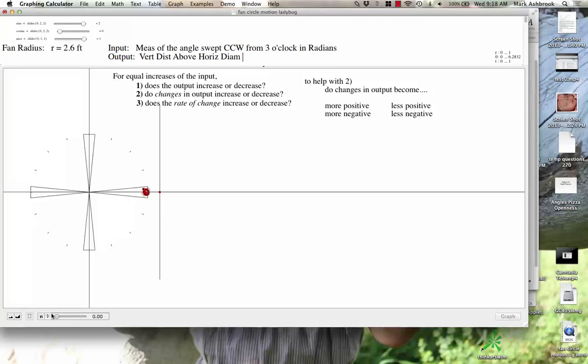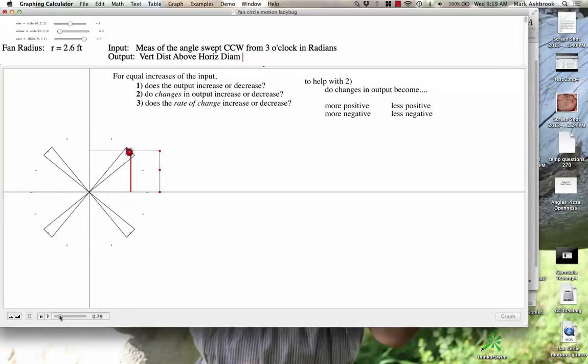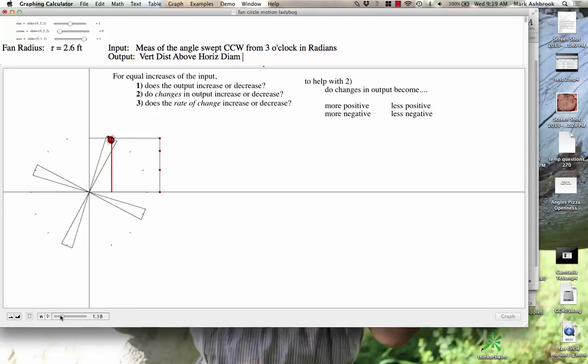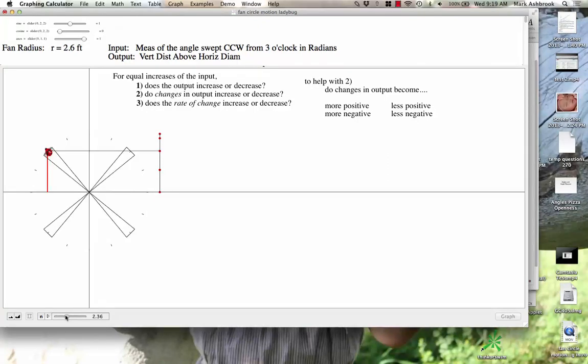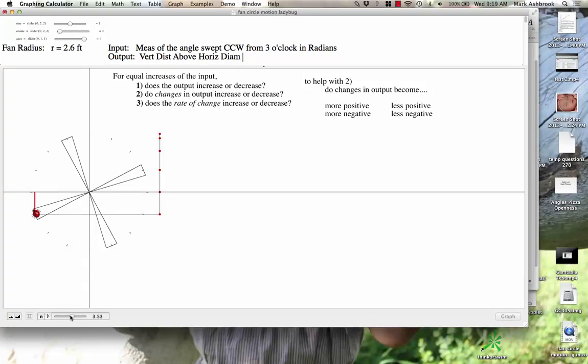Right, small equal changes in the input. Okay, small equal changes in input, and then we're going to look at resulting changes in output.